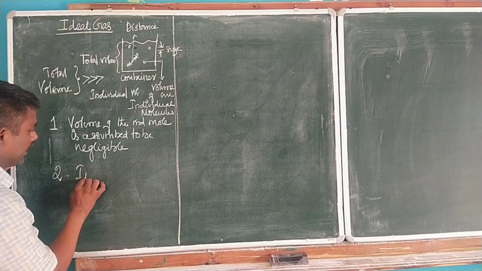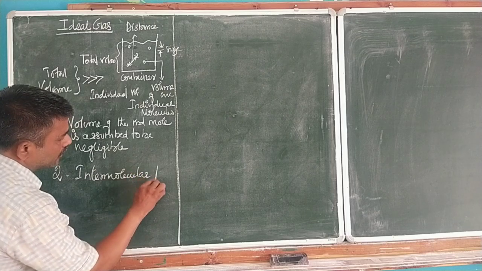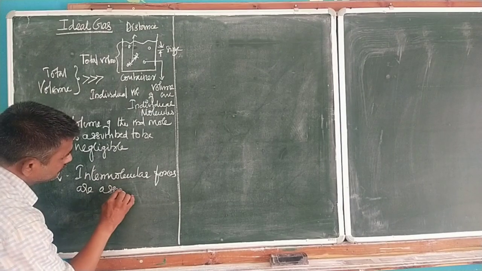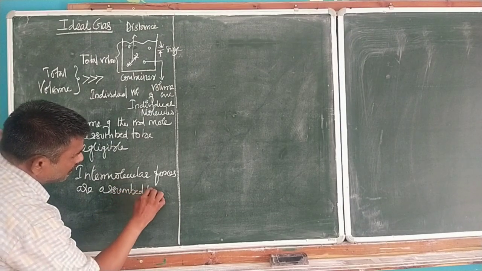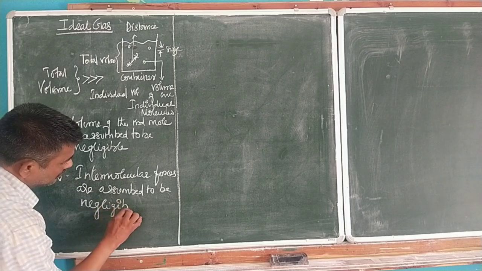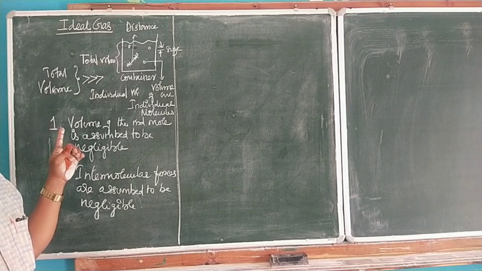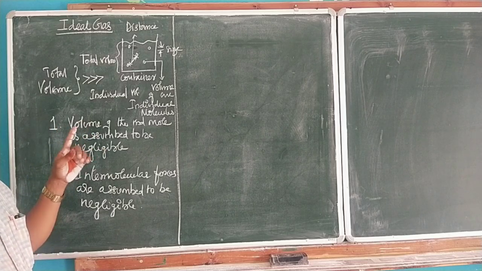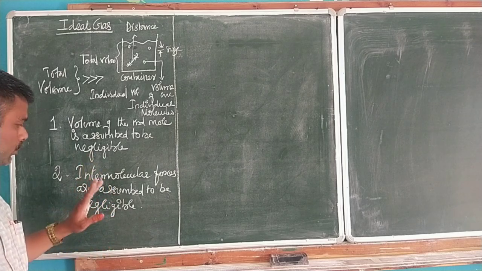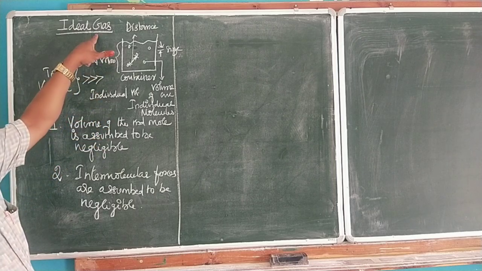Second point, intermolecular forces are assumed to be negligible. First assumption is that the volume of an individual gaseous molecule is assumed to be negligible. Intermolecular forces of attraction and repulsion are assumed to be negligible. These are the two assumptions for an ideal gas.